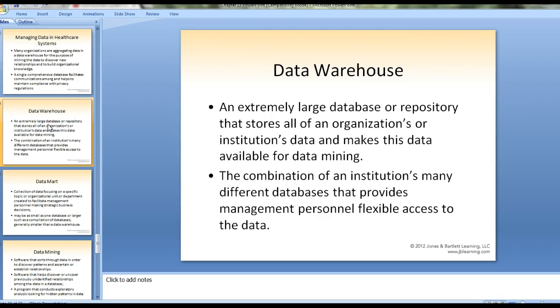So a data warehouse is an extremely large database or repository that stores all of an organization's or institution's data and makes this data available for data mining. The combination of an institution's many different databases that provides management personnel flexible access to data.